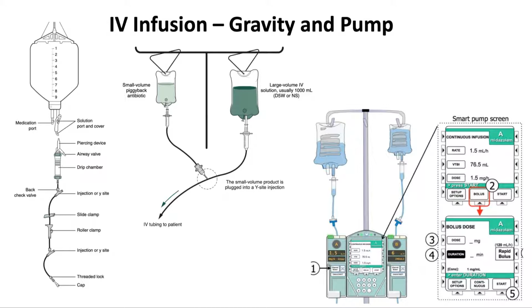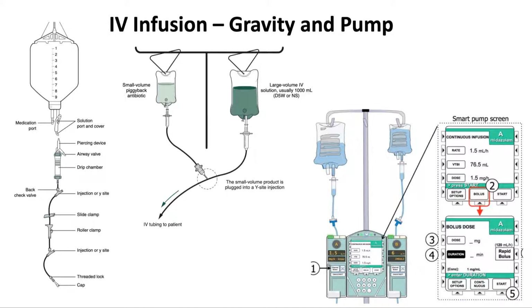The VTBI stands for the volume to be infused. So the volume remaining to still be pumped into the patient is 76.5 milliliters. And the dose is expressed in a certain milligrams per hour. So the dose this patient is getting is 1.5 milligrams per hour based on their infusion rate of 1.5 milliliters per hour. So you can see there's rate, there's dose, there's volume. All of those are factors we're going to base our calculations on here in a little bit.